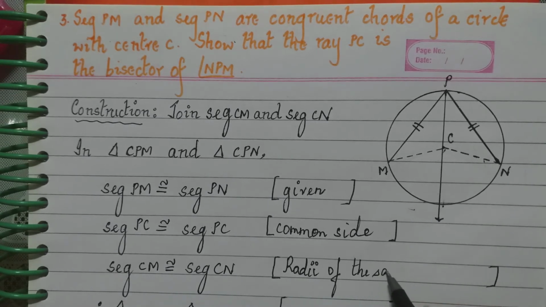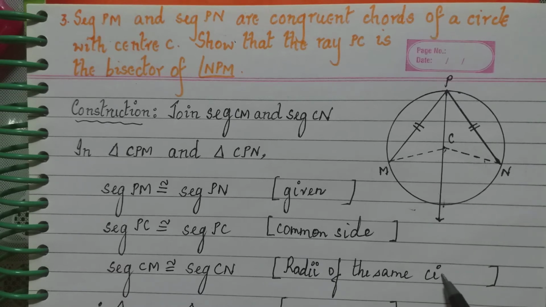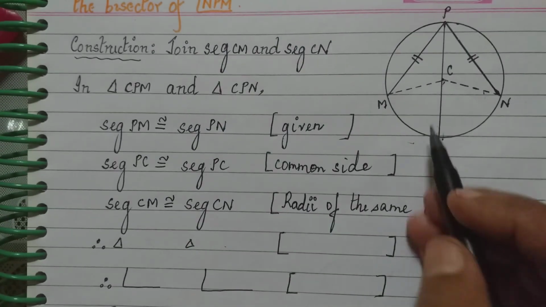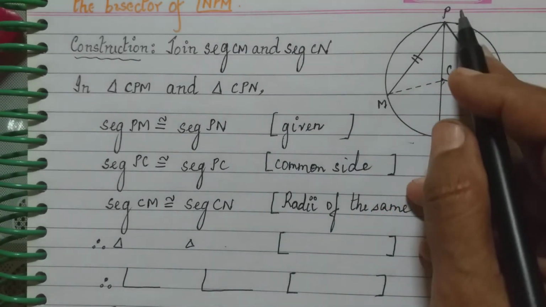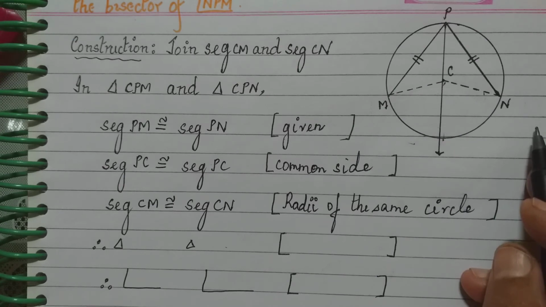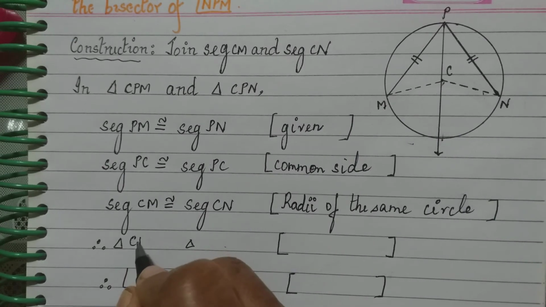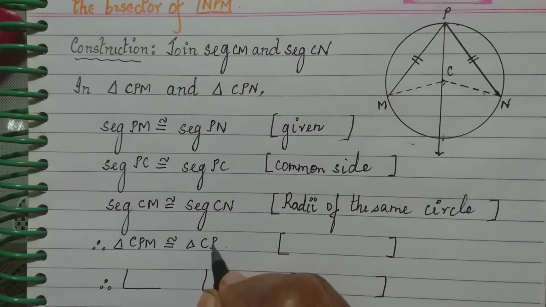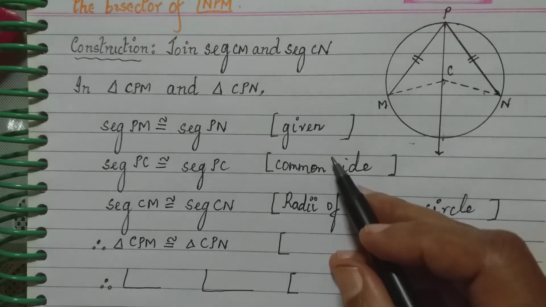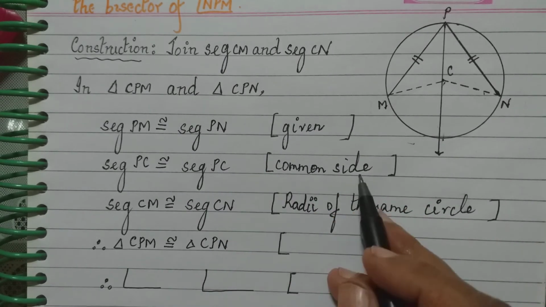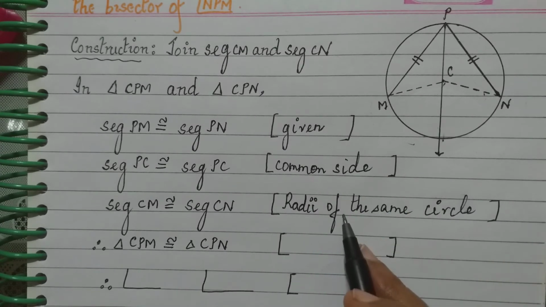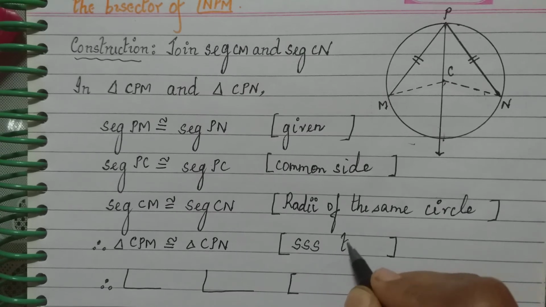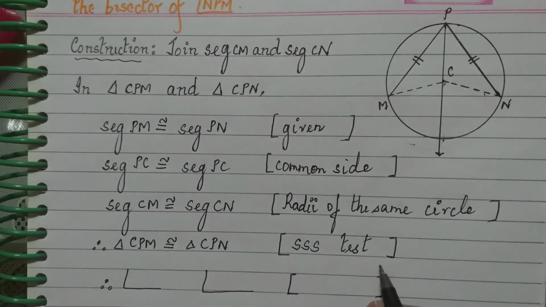Now if all three pairs of sides are congruent in two triangles, we can say that triangle CPM is congruent to triangle CPN. By which test is this? Here we considered side, here also side, and here also side. So all three sides are under consideration. Therefore the two triangles are congruent to each other by the SSS test.